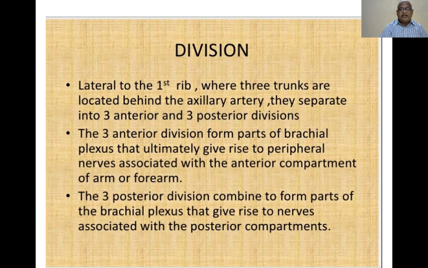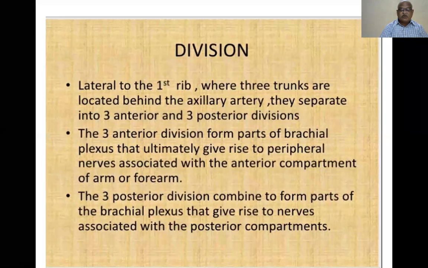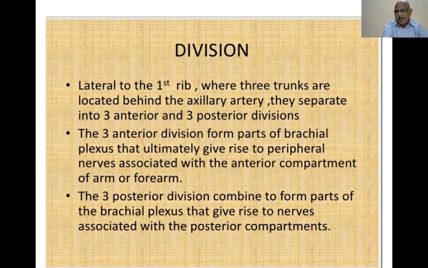Now, the three anterior divisions form part of the brachial plexus that ultimately gives rise to peripheral nerves associated with the anterior compartment of the arm and forearm. Three posterior divisions combine to form the posterior part of the brachial plexus that gives rise to nerves associated with the posterior compartment. Already, I have shown you the brachial plexus divisions. So, all anterior divisions of the brachial plexus are associated with the anterior surface of the arm, forearm, and hand.